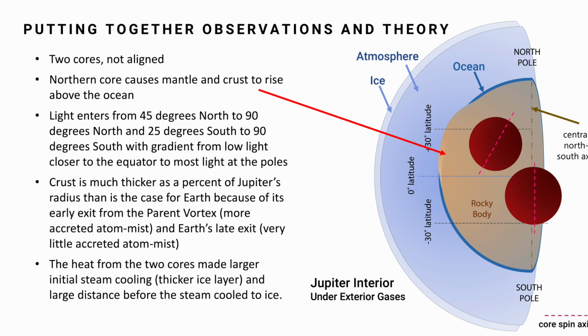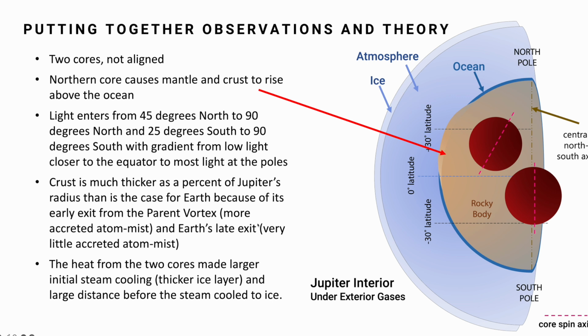This presentation has covered mass vortex theory's interpretations of observations. And here is a figure that puts together observations and theory to show Jupiter's interior. We have two cores that are not aligned. The northern core causes mantle and crust to rise above the ocean, possibly. It's a fairly deep ocean, hard to know. Light enters from about 45 degrees north to 90 degrees north. And light enters in the lower southern latitudes also.